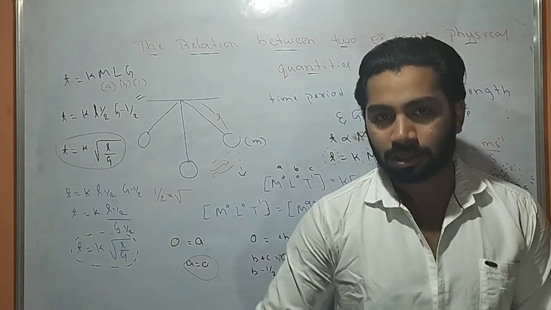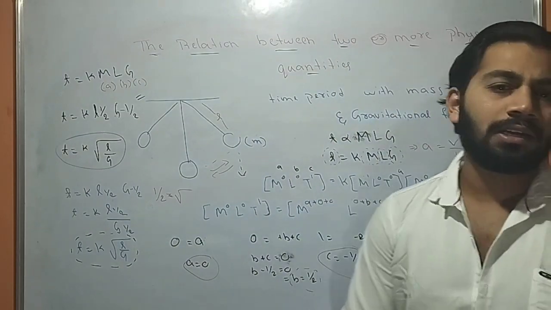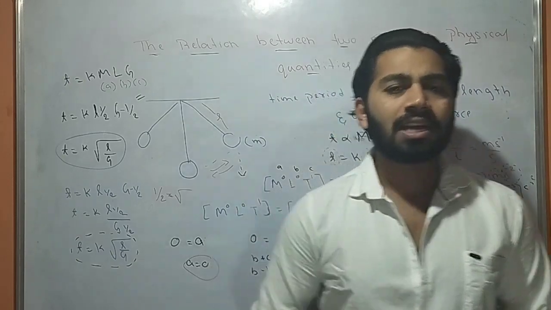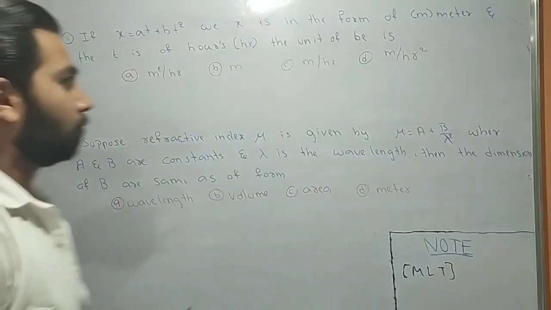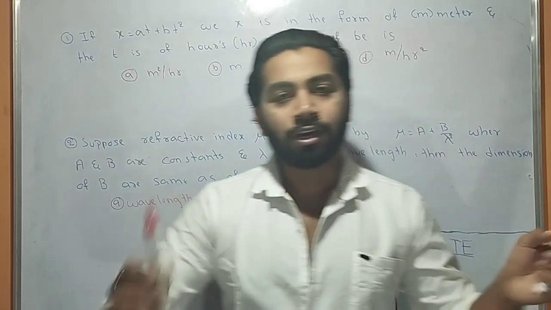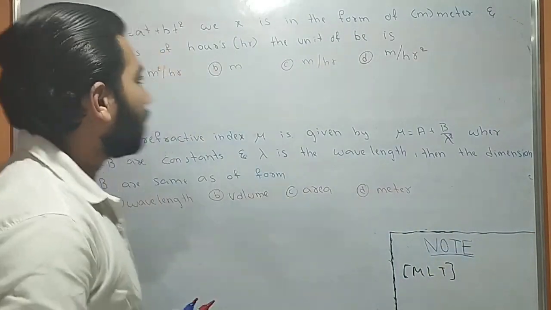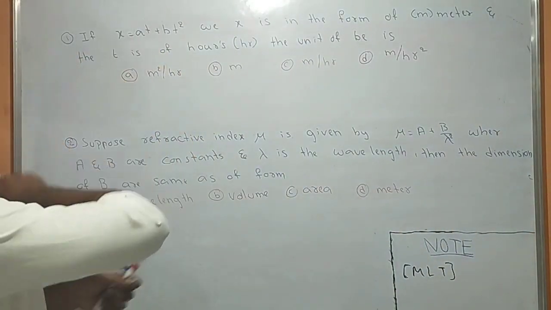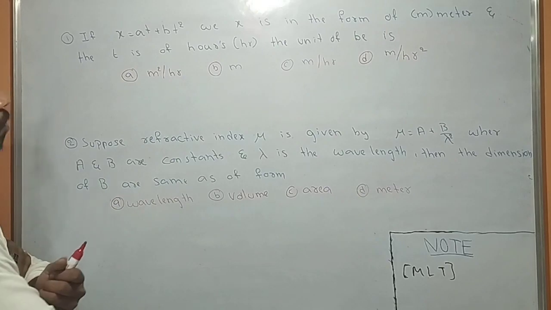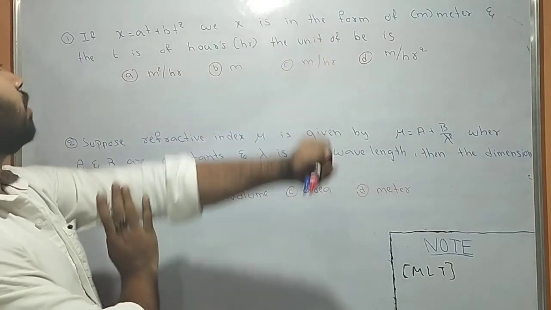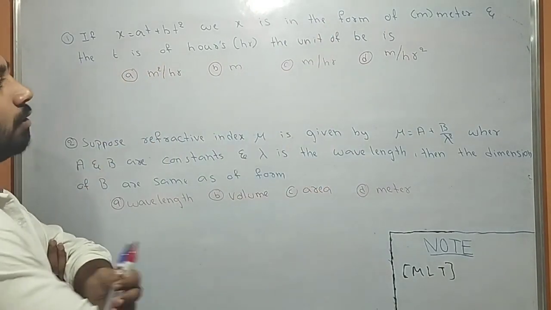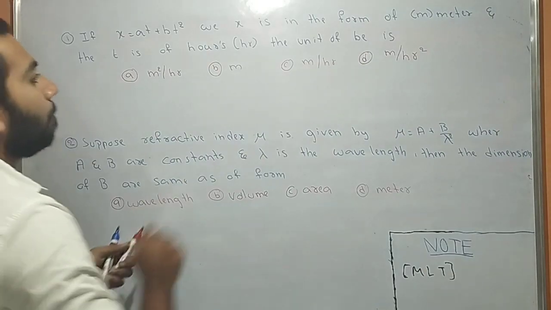Now we have some questions which are very important for NEET, JEE and IIT. We'll discuss that question. Come on. Students can ask you problems like this. If x is equal to a plus bt square, where x is in meters and t is in hours, then the unit of b is?